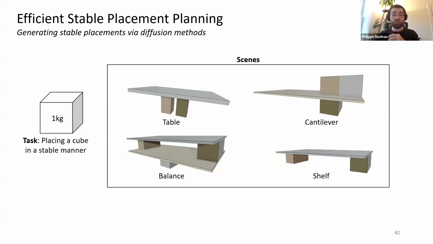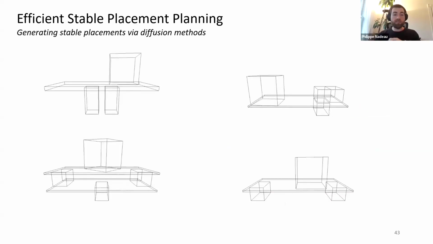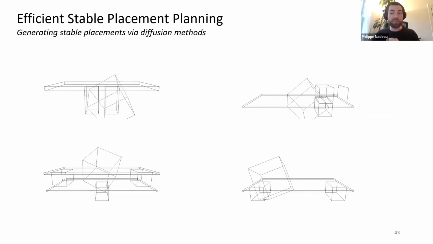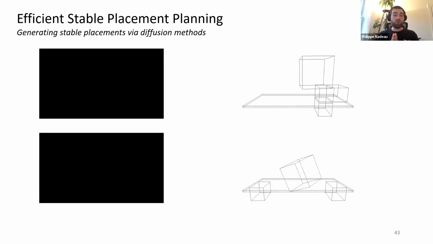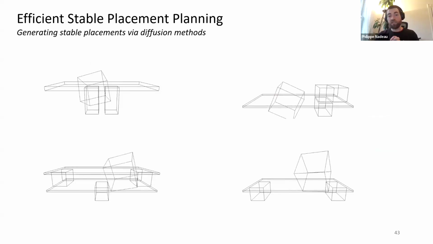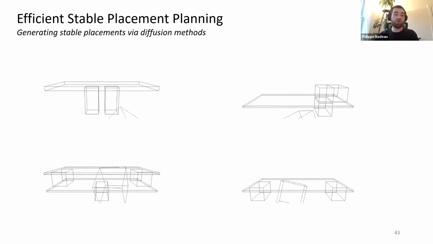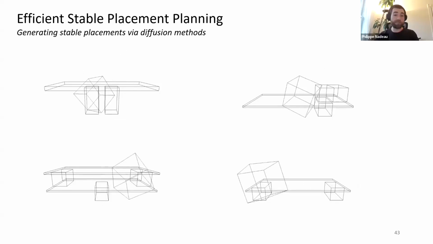And here the task is to place a cube in a stable manner in the scene. So once trained, the model can be used to generate placements in unseen scenes. So this is a visualization of the object's trajectory throughout the denoising process for 10 placements performed in four scenes.